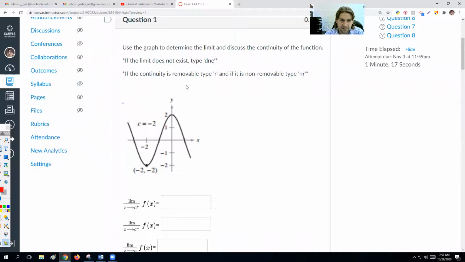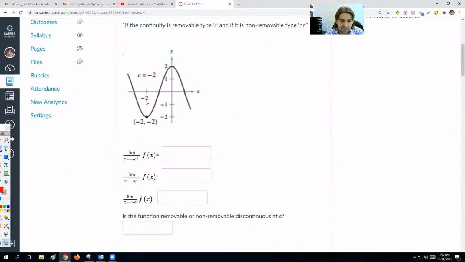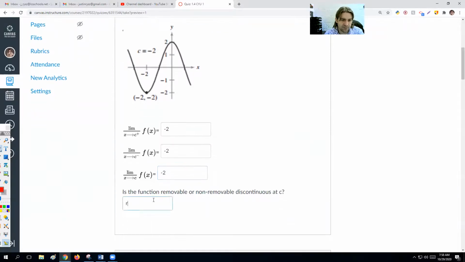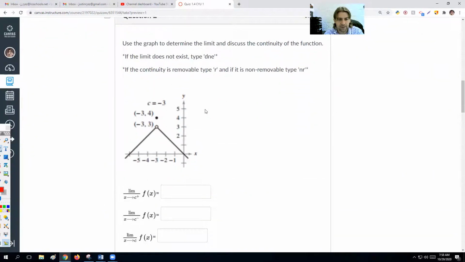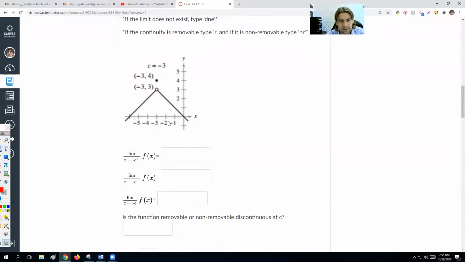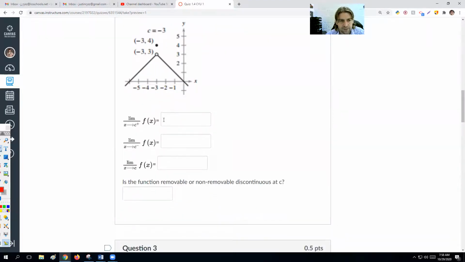So if we look at this point here, coming from the left side, it's going down to -2. And then coming from the right side, it's going towards -2. Now our overall limit has to be the same thing as coming from the left, so this would be -2 as well. So if we look at this discontinuity point, this would be removable. And it says to type R if it's removable.